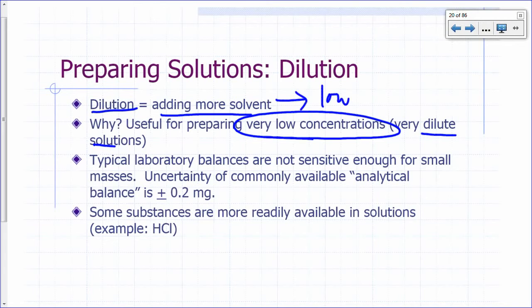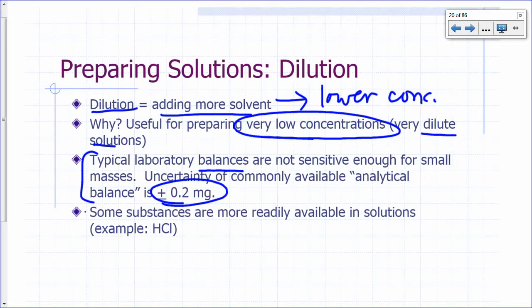Okay? If you add more solvent, you are lowering the concentration, and we're referring to the concentration of the solute. Why is this important for very low concentrations? The reason is typical balances in the lab, weighing scales, you call them balances, may not be sensitive enough for very small masses. One of the most sensitive ones in an instructional laboratory will have an uncertainty of at least 0.2 milligrams. So if you have to weigh something less than that, then you're out of luck.